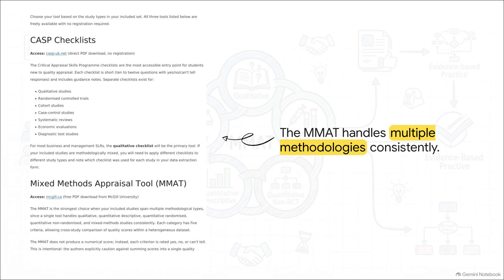Now, if you look at the wider landscape, there are literally over 500 appraisal tools out there. But the MMAT is hands down the strongest choice when your included studies span multiple methodological types. Why? Because this one single tool handles them all consistently. Instead of driving yourself crazy trying to learn and apply 4 completely different checklists from 4 different organizations, the MMAT lets you do cross-study comparisons across a highly heterogeneous dataset, all under one unified framework. It's a real game changer.